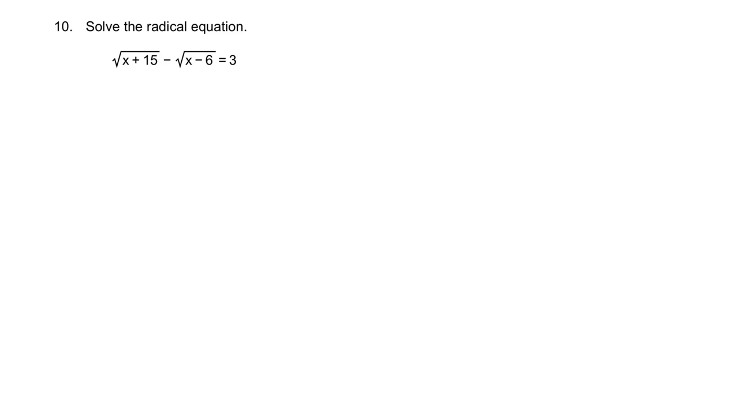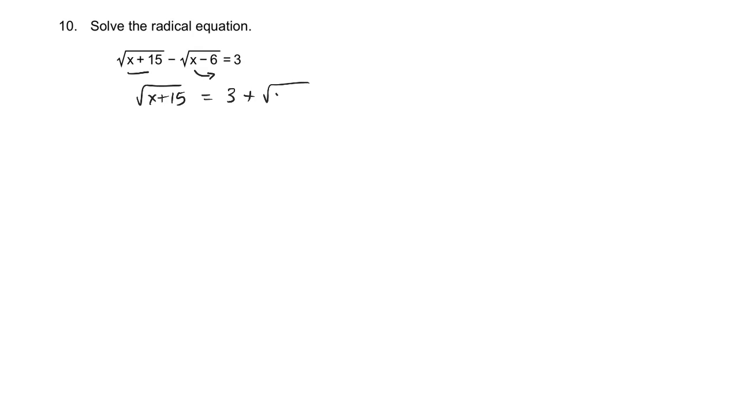All right, here's an example of a double radical equation. First rule, isolate one of the radicals. I'm going to pick this first one. I'll move this to the other side. Currently it's negative. It moves to the other side. It'll become positive. So it'll be 3 plus the root of x minus 6.